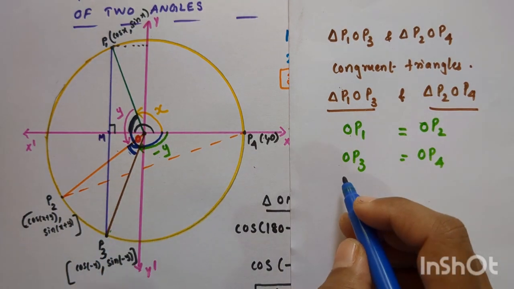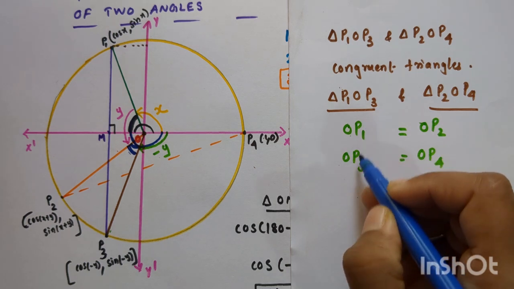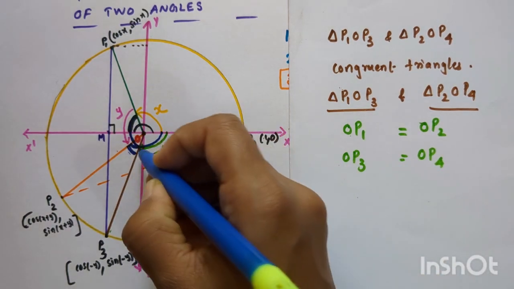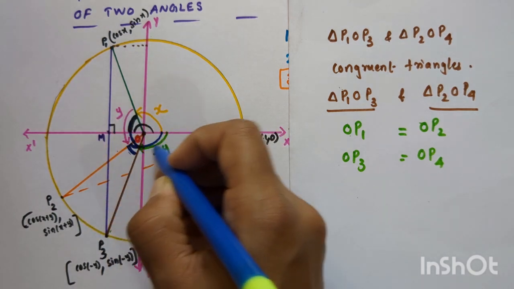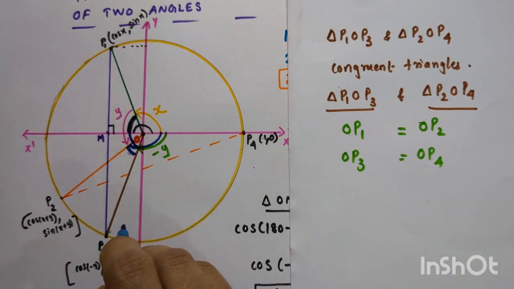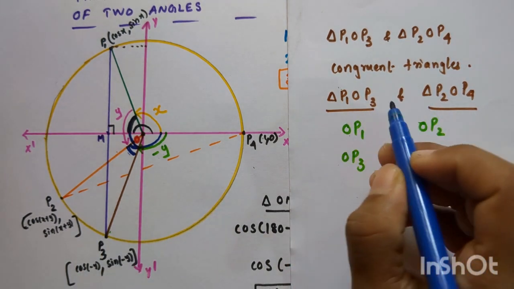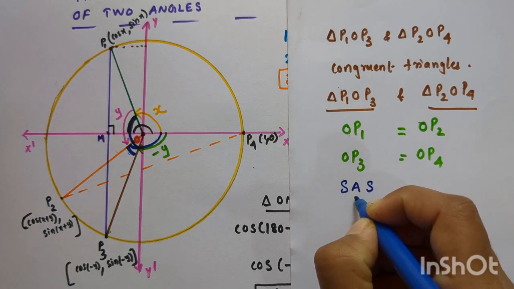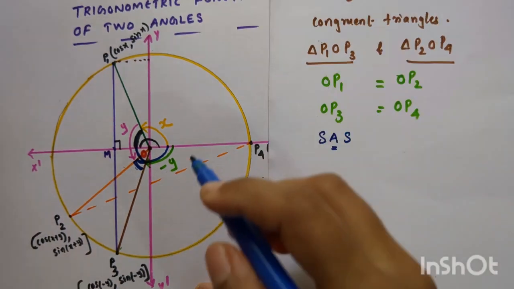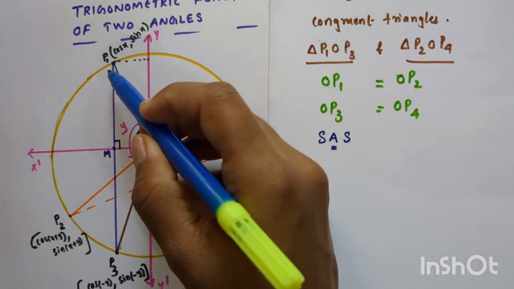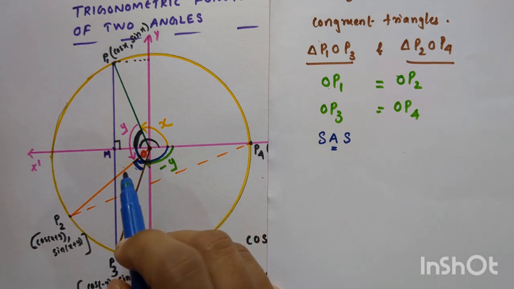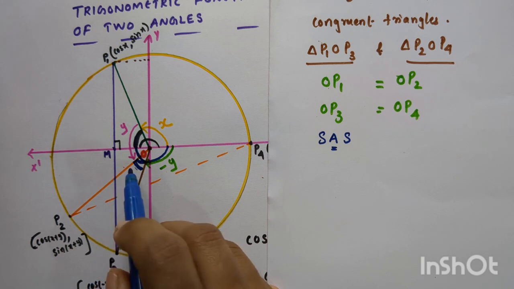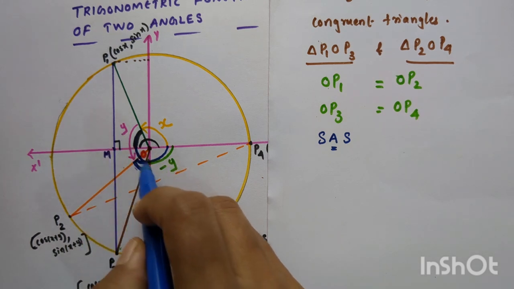Okay, so here you see the two sides and the included angle, that is this angle. When you consider these two triangles, the two sides and the included angle are equal. So we can say that these two triangles are congruent triangles. Two sides and the angle. When you consider triangle P1 or P3 and triangle P2 or P4, the two sides of the two triangles are equal and the included angle is also equal. Angles are congruent. So these two triangles are actually congruent triangles.